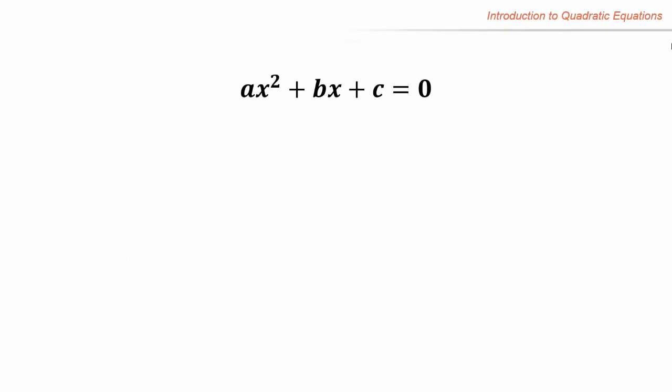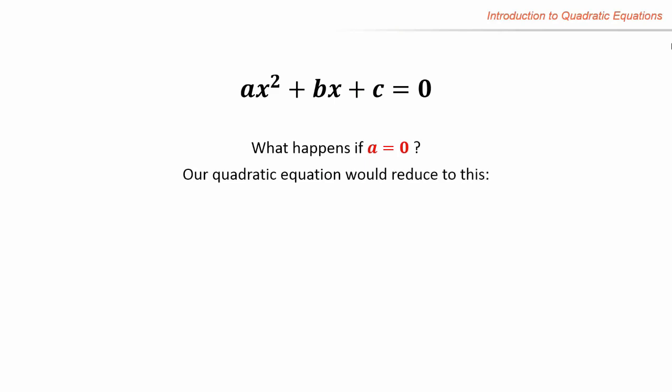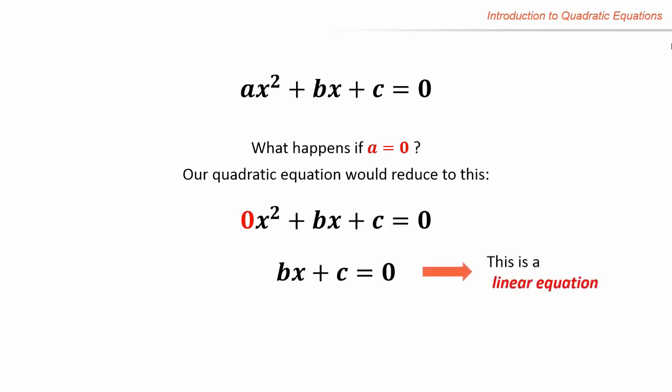When we define quadratic equation, we said that a must not equal 0. But what happens if a is equal to 0? Clearly, the first term would become 0, leaving us with just the linear term and the constant. Does this look familiar? Well, it simply is a linear equation, as we just saw at the beginning of the video. That is why, in order to be a quadratic equation, a must not be 0.